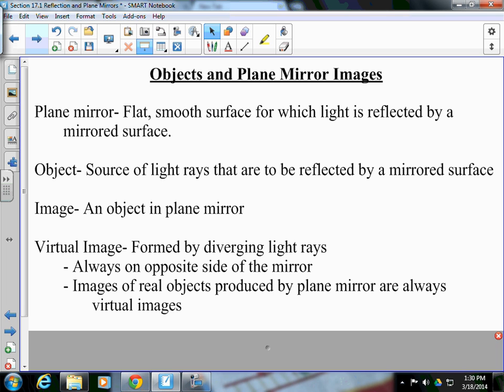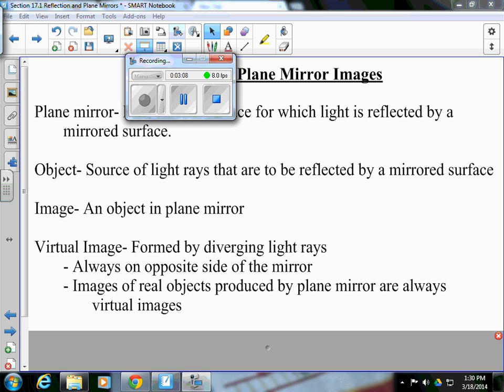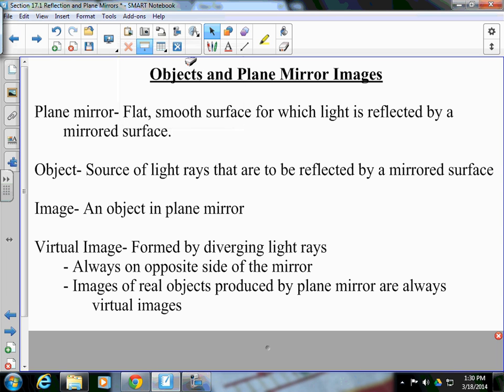Now, when we talk about mirrors, there's a broad list of vocabulary that explains mirrors. These concepts are going to apply to both flat mirrors, or plane mirrors, and curved mirrors. So when we talk about a plane mirror, what classifies a plane mirror? It's simply a flat, smooth surface which can reflect light. That's all a plane mirror is.